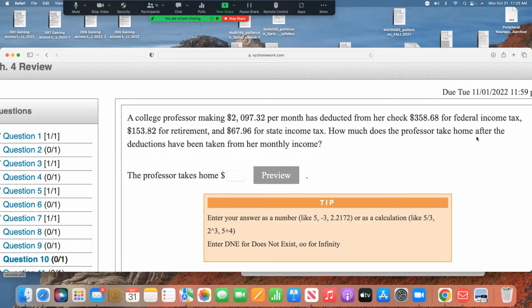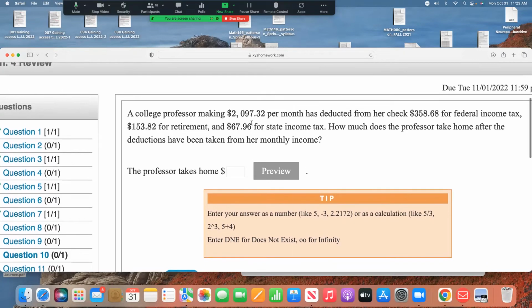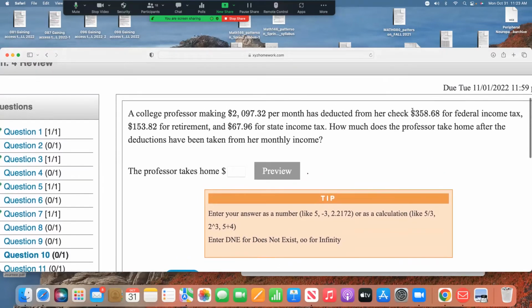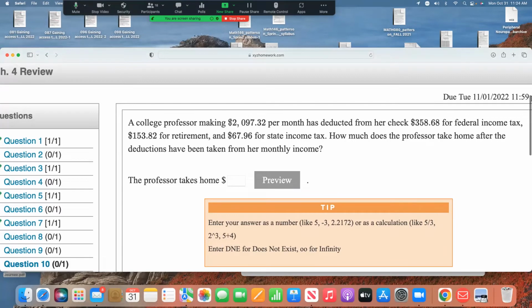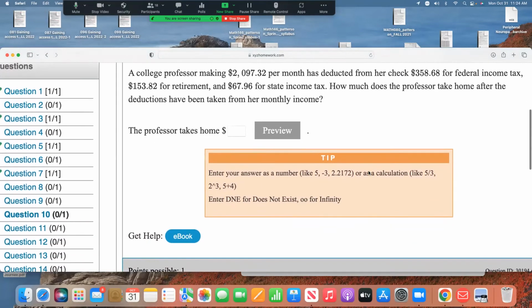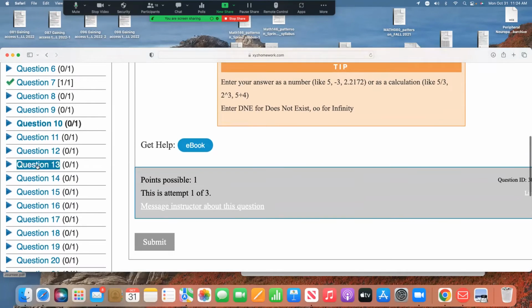Do you understand this concept? Yes. So you have to add up the deductions, the 153.83, 67, and then subtract it from the total, which was 2,000. Okay, I don't want to take the time to do it, but as long as we're clear, that's what you need to do: add up the 3 deductions, federal, retirement, and state tax, and then subtract that full amount from that. I don't know what she's gonna make, but it kind of went down.